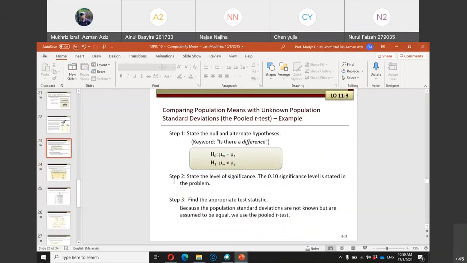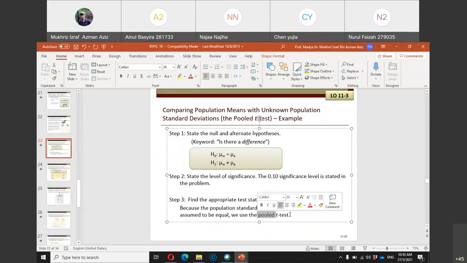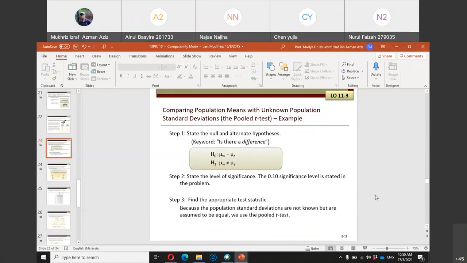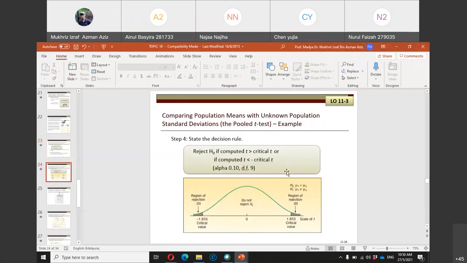Step number 2, you are given alpha of 10%, not 1%. Here they are using a bigger alpha, 10%. And the test we are going to use is the pooled t-test, so just add the word pooled here. Even if you don't put the word pooled and just mention t-test, it is still correct, because t-test refers to the t distribution.